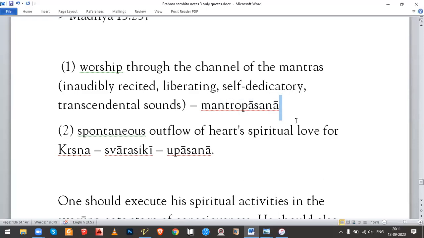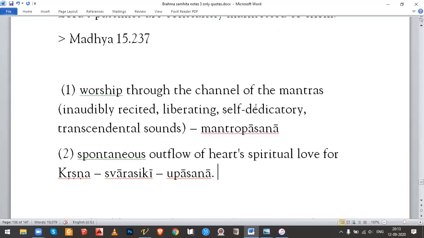So one hears about Krishna's pastimes and focuses his mind on one particular scene. He thinks of Nanda Maharaj with Krishna, or Yashoda and Krishna, like that. This is the first level, that one practices focusing on that mantra, chanting that mantra, visualizing it, absorbing oneself. The second mentioned here is the spontaneous outflow of heart, spiritual love for Krishna. It's called Swarasiki Upasana. In Swarasiki Upasana, one is no longer seeing one picture of the spiritual and focusing the mind on that, but sees the whole flow or sequences. Actually, the pastimes of Krishna become manifest to him. Spontaneously, by chanting, Krishna's pastimes become manifested to the devotee at that level.